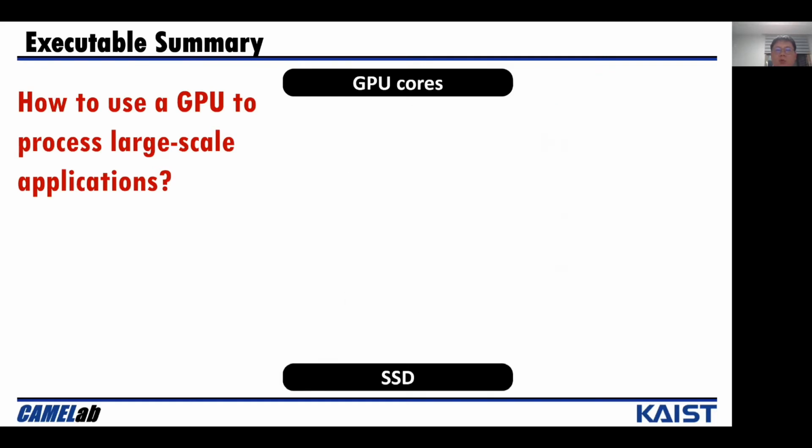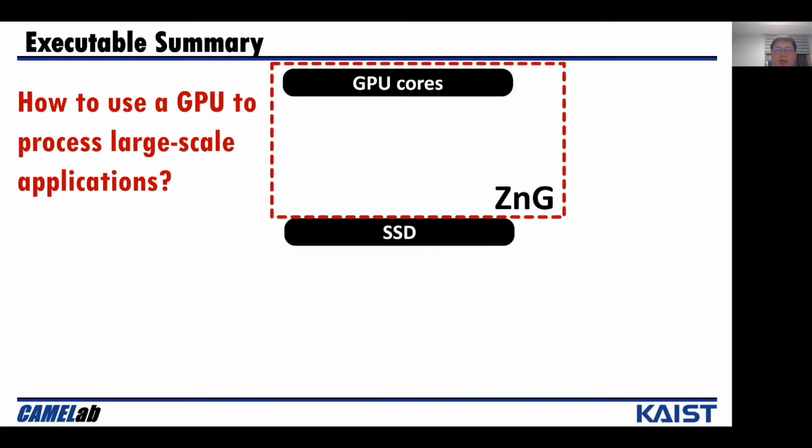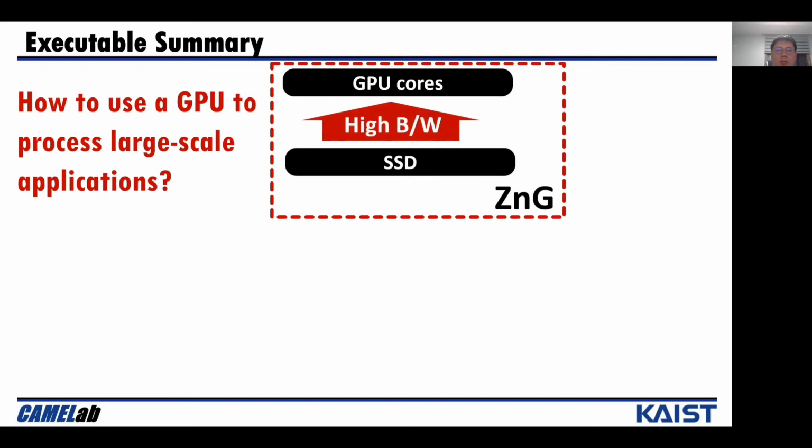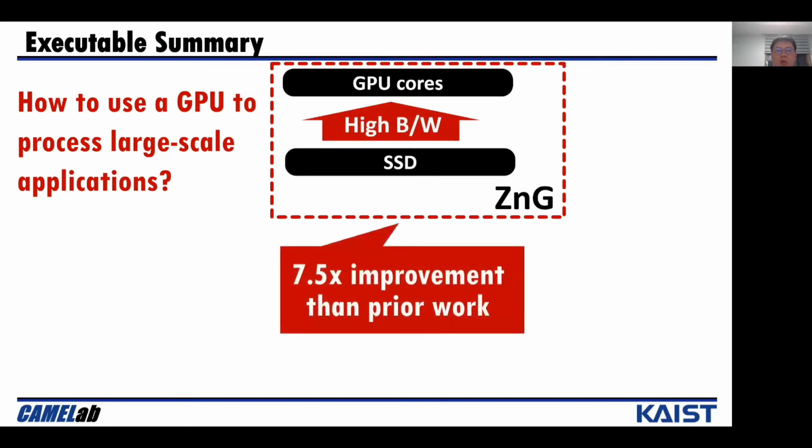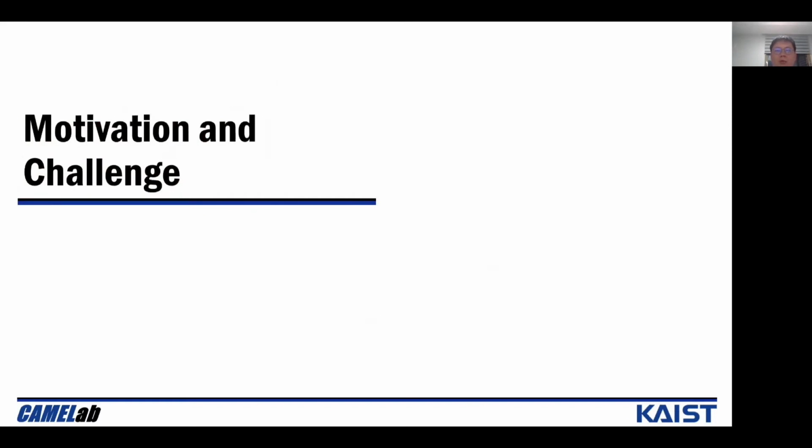To address this, we propose ZnG. It moves the SSD close to GPU cores and can deliver high SSD bandwidth. Our evaluation results show that ZnG can improve the performance by 7.5 times compared to the prior work. I will continue the presentation with the motivation and the challenge.